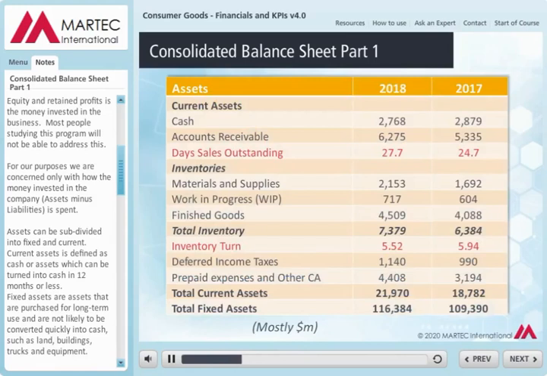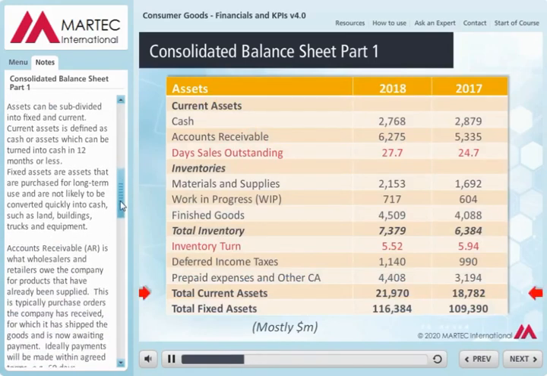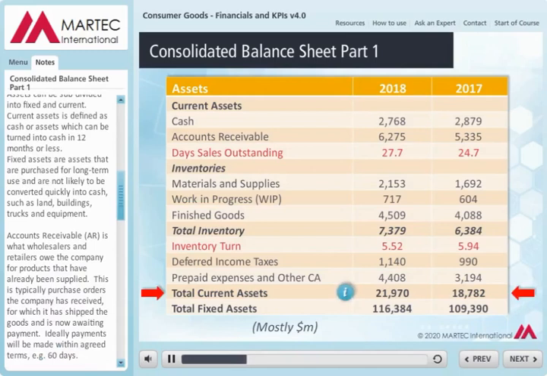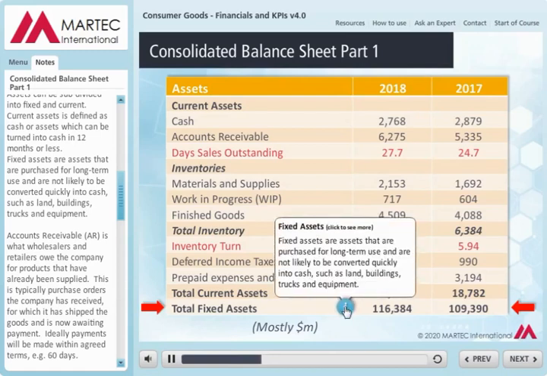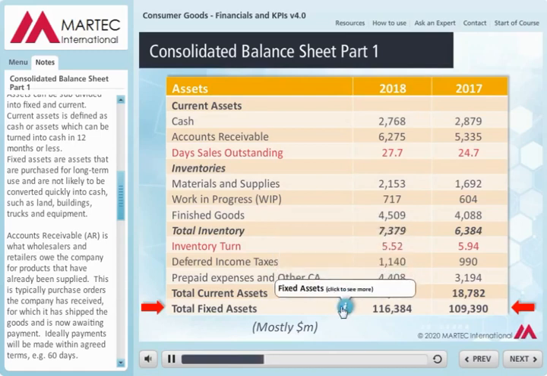Assets can be subdivided into fixed and current. Current assets is defined as cash or assets which can be turned into cash in 12 months or less. Fixed assets are assets that are purchased for long-term use and are not likely to be converted quickly into cash, such as land, buildings, trucks and equipment.